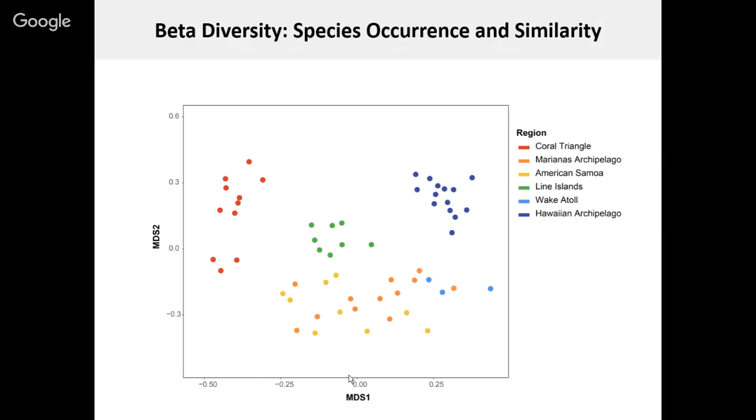So in the top right-hand corner, you have the Hawaiian archipelago sites. All of those are clustering together, so they're more similar than anywhere else. On the left-hand side, you have the coral triangle, and they're similar to each other, but less so than everywhere else. Now, for the Samoa and the Marianas Archipelago, they're a bit more intermixed, which basically means overall, their numbers and what we've identified are more similar.